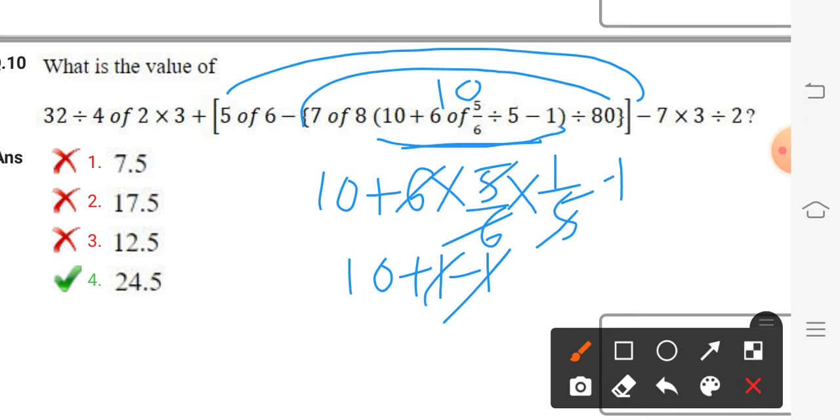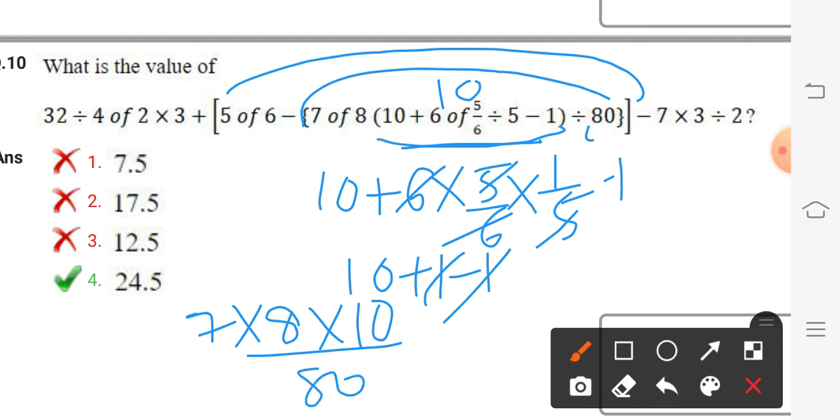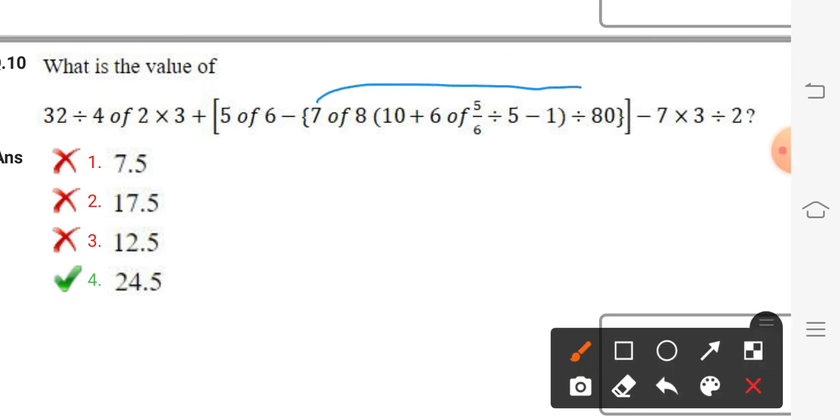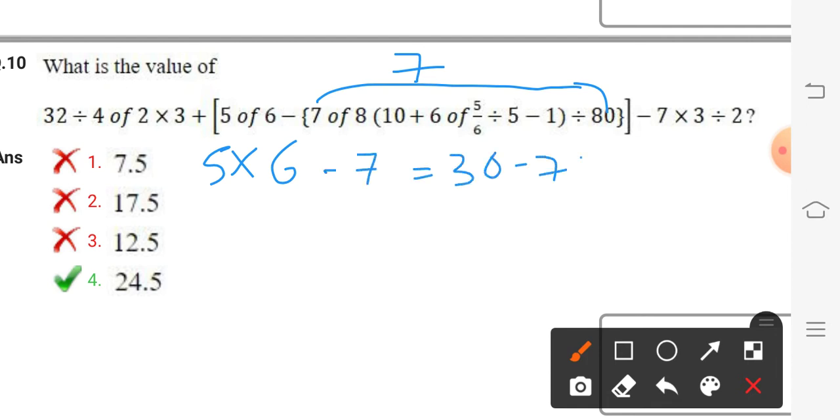Next, 7. 7 of means multiplication mark, into 8 into 10 by 80. So when it divides, we get 7. This total value is 7. Next, 5 of. This total flower bracket value is 7. 5 of means 5 into 6 minus 7. 5 sixes are 30. 30 minus 7 is equal to 23. This total value is 23.